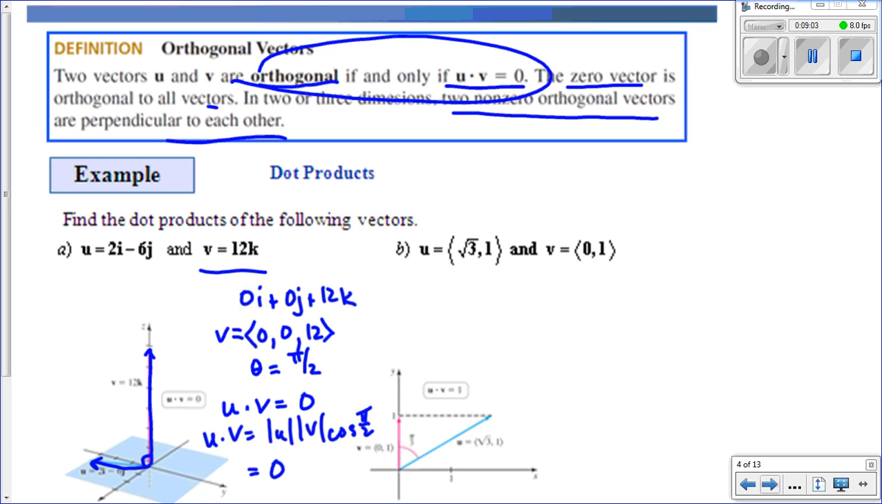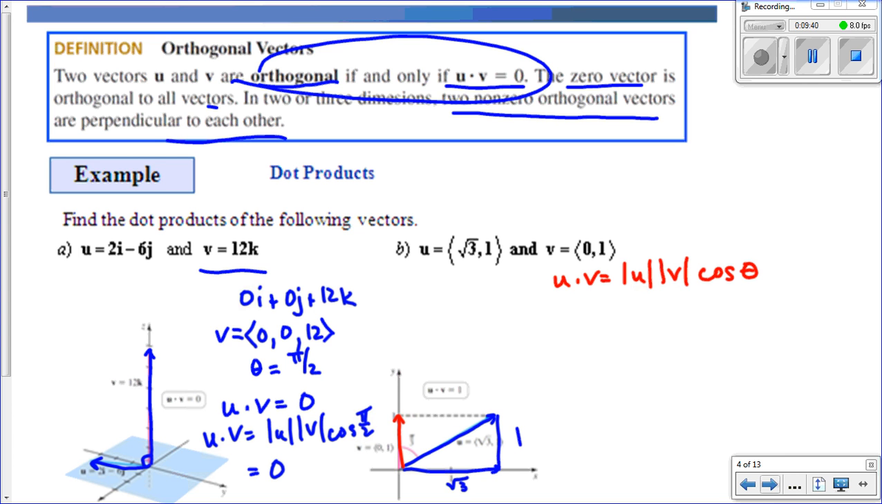Another example. Let's say that u is the square root of 3, 1. That means if we graph it, this x component will have length the square root of 3, and the y component, this height in the right triangle, will have length 1. The other vector, v, will be 0, 1. Now, if we're trying to find the dot product, u dot v, it's the magnitude of u times the magnitude of v times cosine of the angle between them.